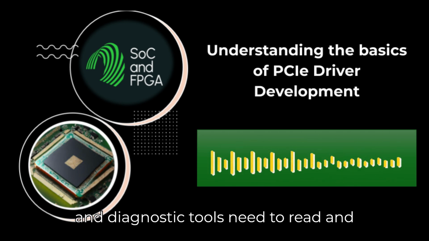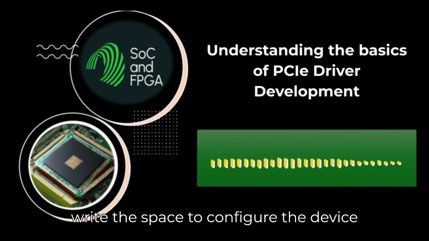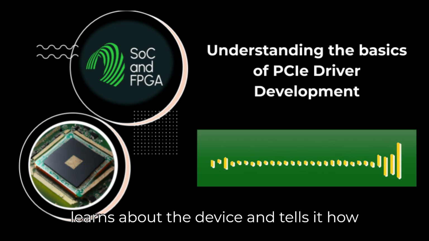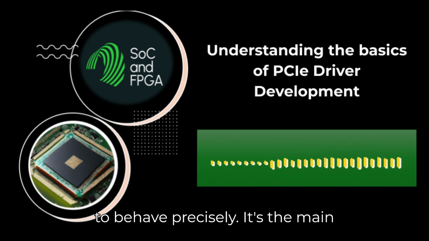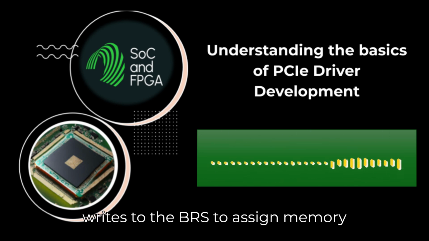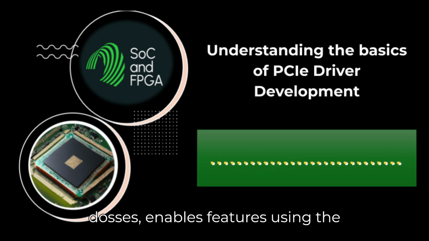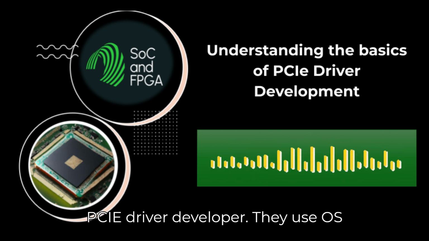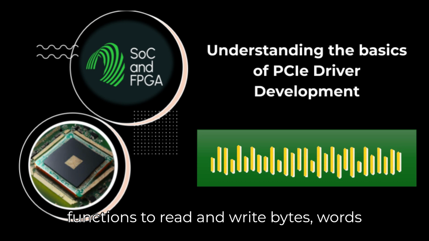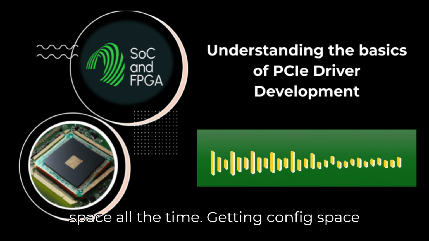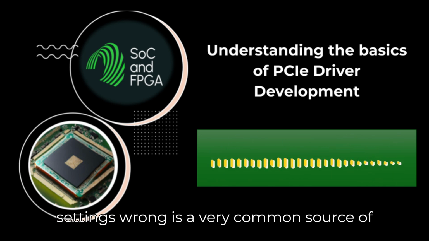Drivers and diagnostic tools need to read and write this space to configure the device and check its status. The OS provides APIs for this. So it's where the OS learns about the device and tells it how to behave. Precisely. It's the main gateway. The OS reads the IDs here, writes to the BARs to assign memory addresses, enables features using the command register. Understanding the config space layout is fundamental for a PCIe driver developer. They use OS functions to read and write bytes, words, 16 bits, or double words, 32 bits, in this space all the time. Getting config space settings wrong is a very common source of driver problems.